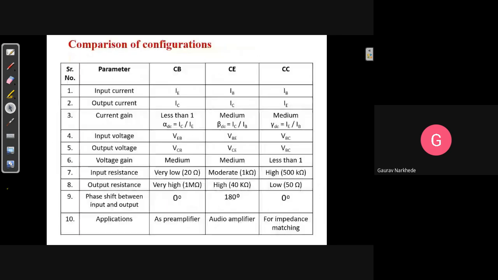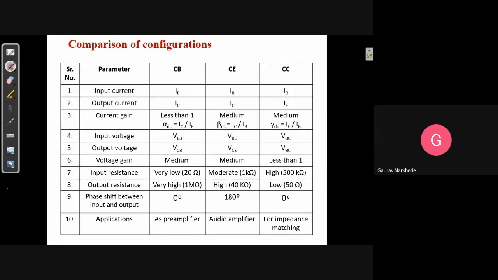Now, a very important thing. How many configurations have we seen? Three. So you need to just go through this table. These are the experimental results and comparisons. For example, which will have the highest current gain? Common collector or common emitter, right? I gave an example: IC was 98 and IB was 2, so 98 divided by 100 gives 0.98. In common emitter, IC is 98, IB is 2, so it will be 49. So current gain is highest for common collector, then common emitter, and the least is common base, which is 0.98, always less than unity.